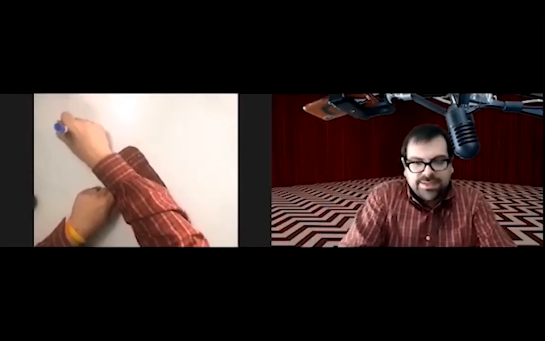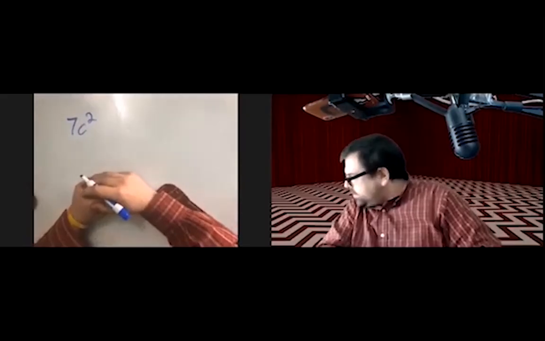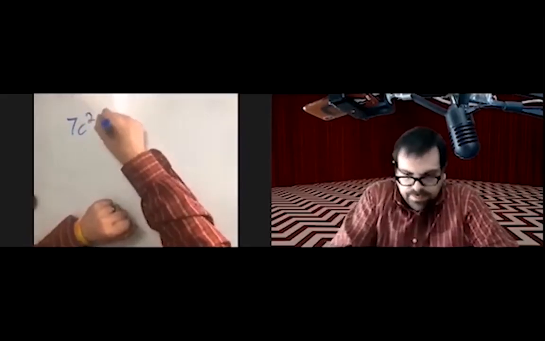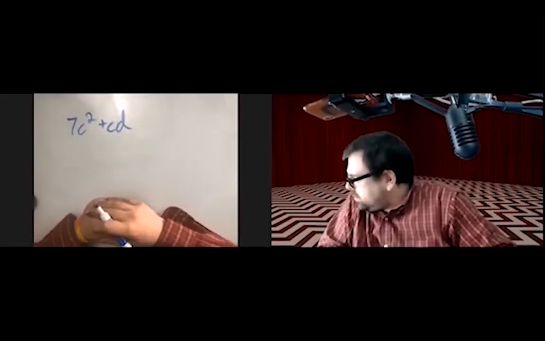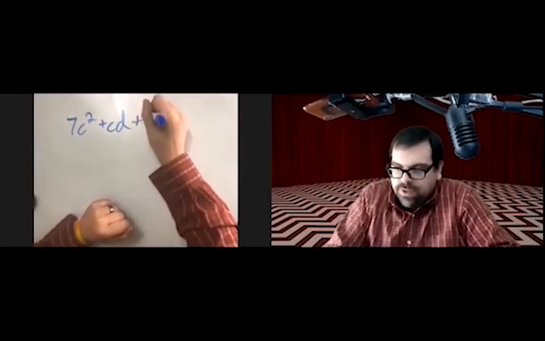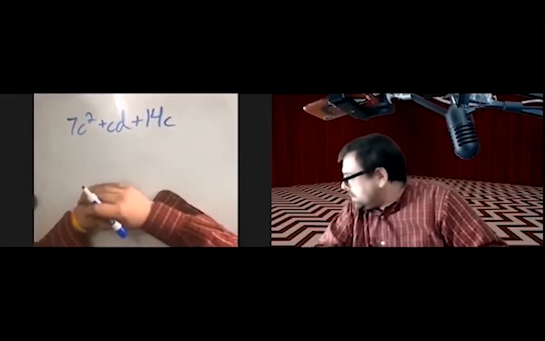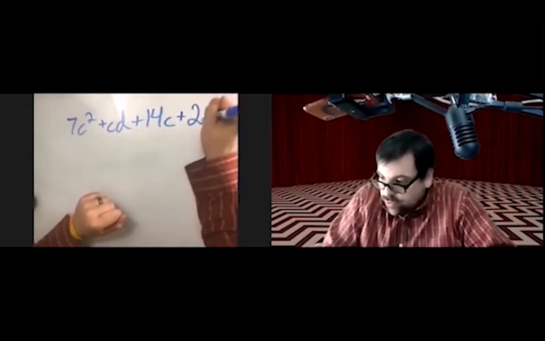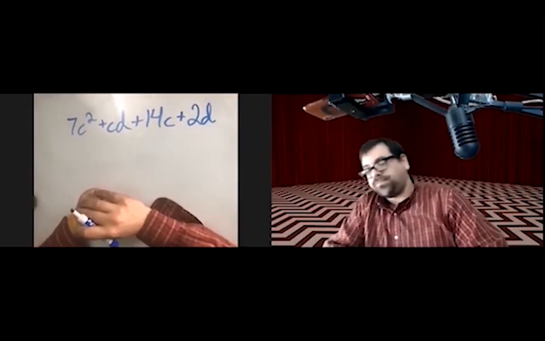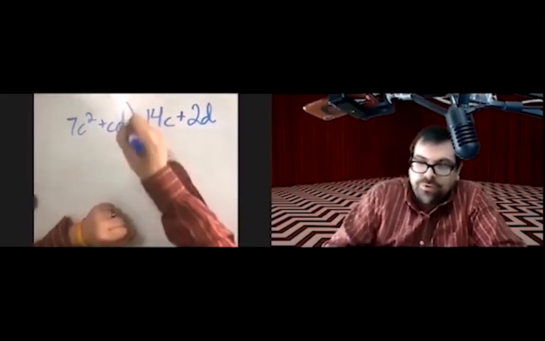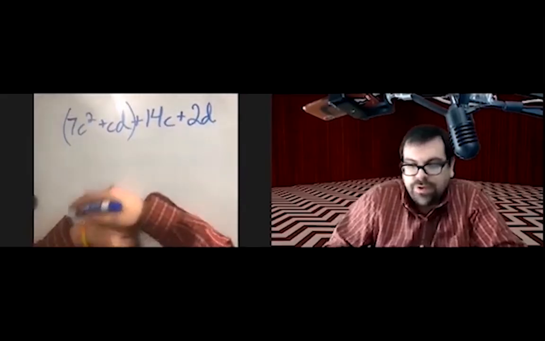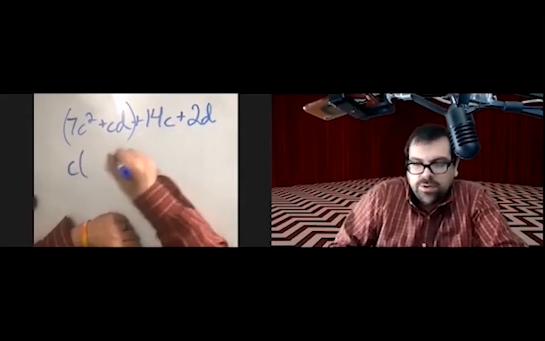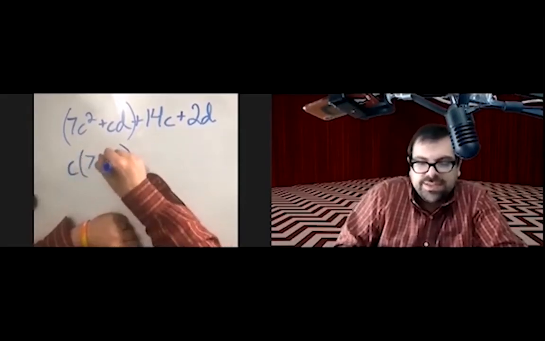Let's take a look at 7c squared plus cd plus 14c plus 2d. Group the first two. We can factor out a c. We're left with 7c plus d.